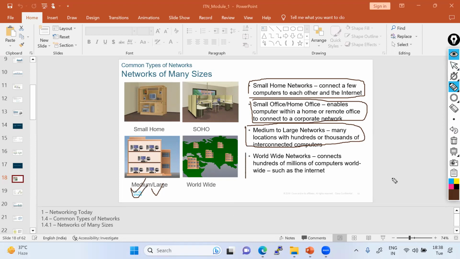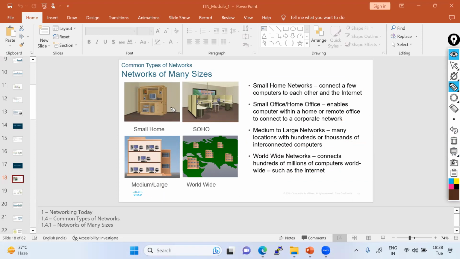And if you talk about the worldwide network, this is the internet that is going to connect millions, billions of computers. It is just the interconnection of multiple ISPs connecting together. That's going to become the internet. So if someone asks about SOHO, you should know small office, medium office, large office. You should know what that means.